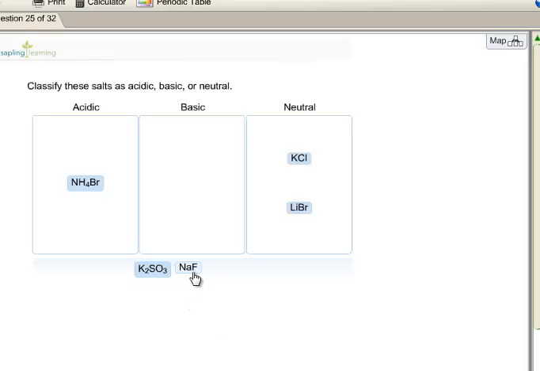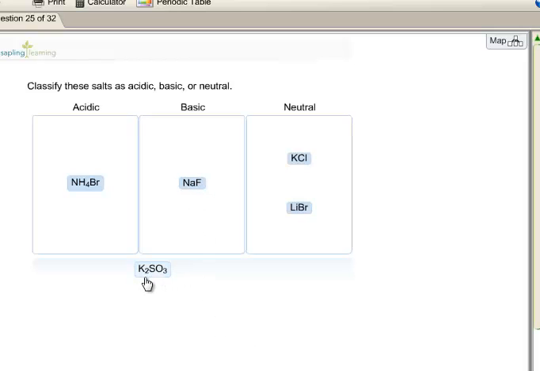Let's look at sodium fluoride. Sodium, alkali metal, will not impact the pH, but fluoride is the conjugate base of a weak acid. How do I know that? Well, it's not the conjugate base of a strong acid, so it's got to be the conjugate base of a weak acid. So it has to be basic. There's no troublesome proton there, so we don't have to do anything except identify this as the conjugate base of a weak acid, and we know it's basic.